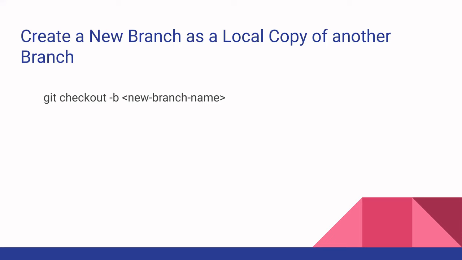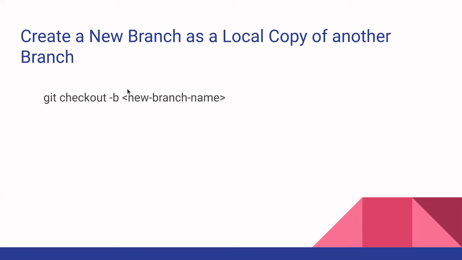So during this time, you can check out git branch 1 and then you can create a new branch as a copy, as a carbon copy of that branch 1. So for that, you can use this git checkout -b command here.